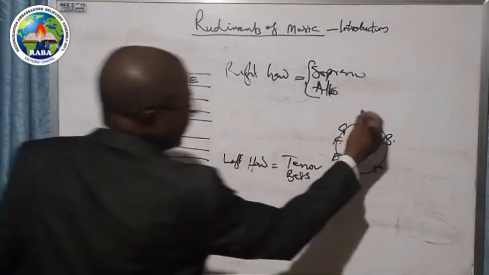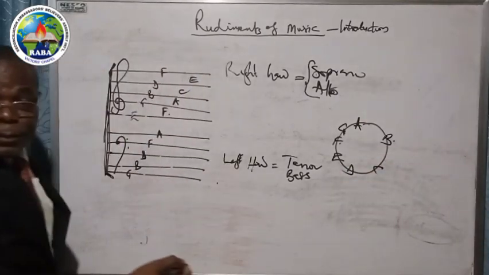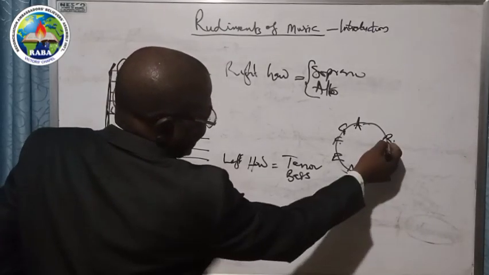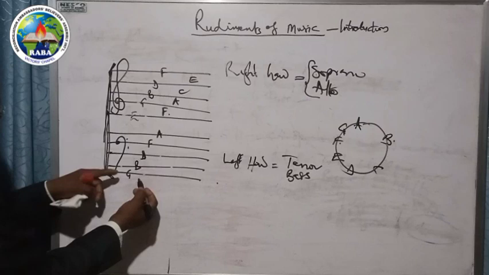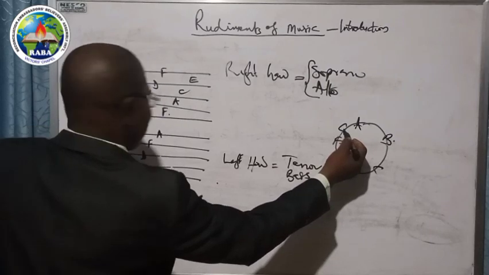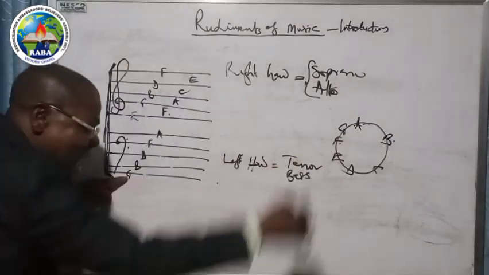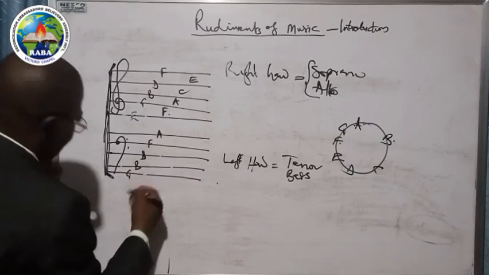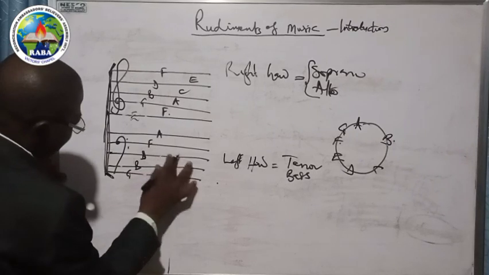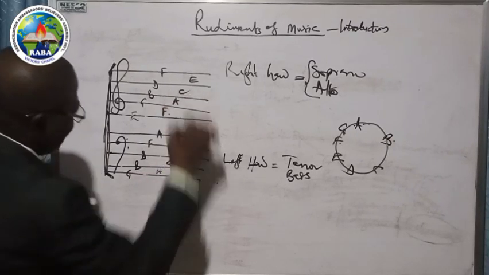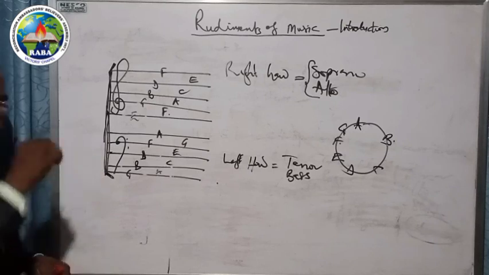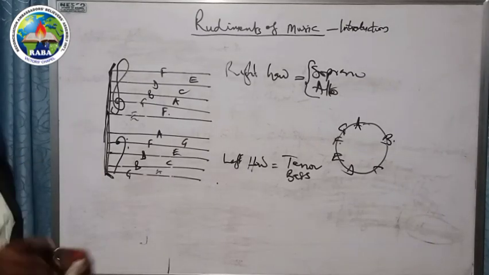Once you can follow this circle that I've created here, if A is on the line, then B will be in the space. If B is on the line, then C will be in the space. Let's look at this one too. G is on the line, then the next line is B, and the space is A. I want to do one exercise. That's why I'm explaining all this. Now, let us read on.